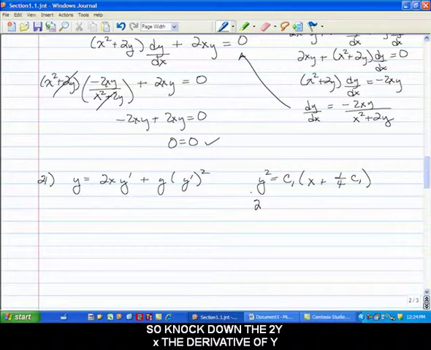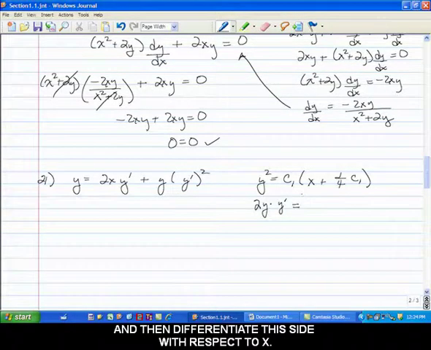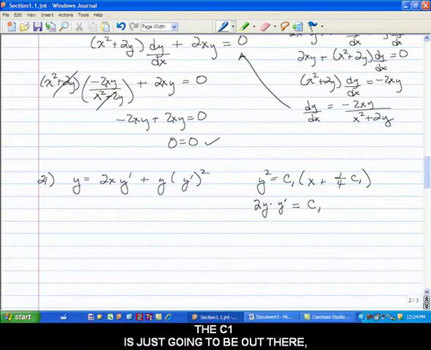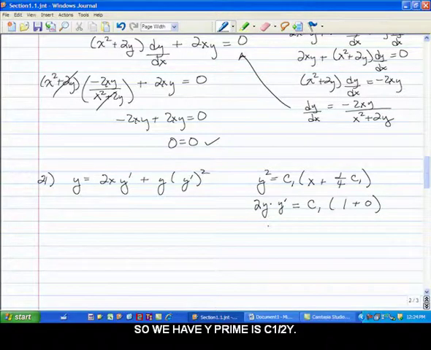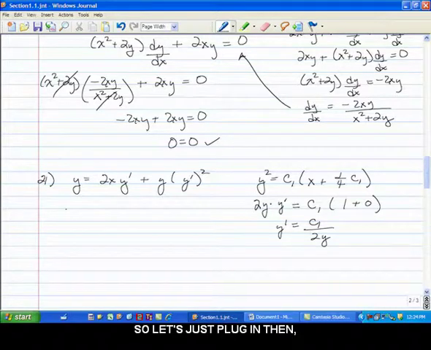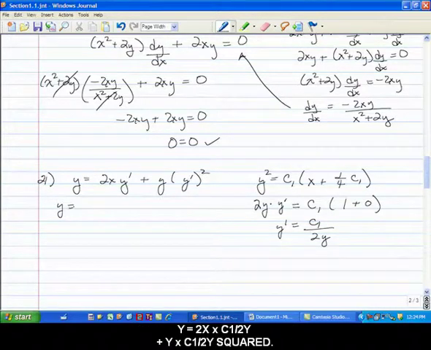So knock down the 2, y times the derivative of y with respect to x. And then differentiate this side with respect to x. The c1 is just going to be out there, 1 plus 0. So we have y prime is c1 over 2y. Okay, so let's just plug in then. y is 2x times c1 over 2y plus y times c1 over 2y squared.